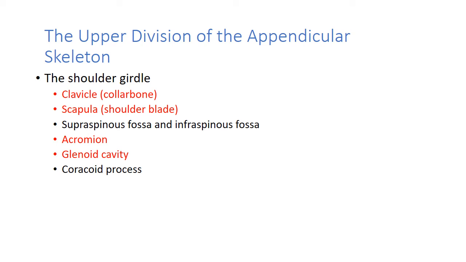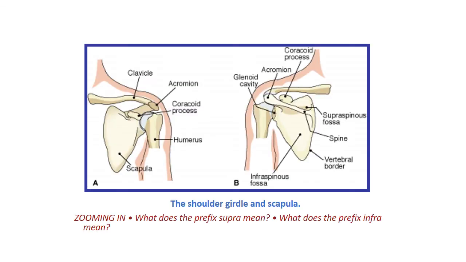Okay, so now we're going to talk about the shoulder girdle. The girdle is a structure that surrounds and supports other structures. Girdles are usually weight-bearing structures. In the body, we have the shoulder girdle, but we also have the pelvic girdle as well. The clavicle is the collarbone. The scapula is the shoulder blade. In the shoulder blade, there are two different fossas.